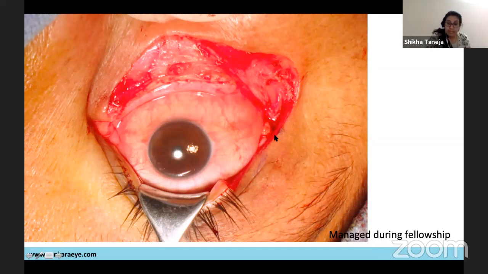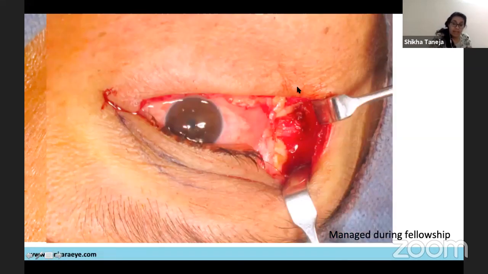So what we had planned is periosteal fixation for the lateral canthus. We had planned posterior lamellar replacement with hooks in the lower lid. And we had planned a flap. It's a monopedicle flap from the upper eyelid itself over the lower eyelid, replacing the anterior lamella.